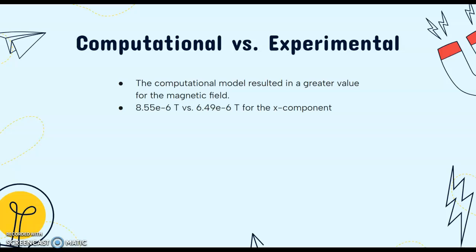Now we will compare the computational model to the experimental. Overall, the computational model resulted in greater values for the magnetic field. The code calculated the magnetic field to be 8.55 times 10 to the negative 6 T for the x component, whereas when calculated through a formula, the x component is 6.49 times 10 to the negative 6 T.